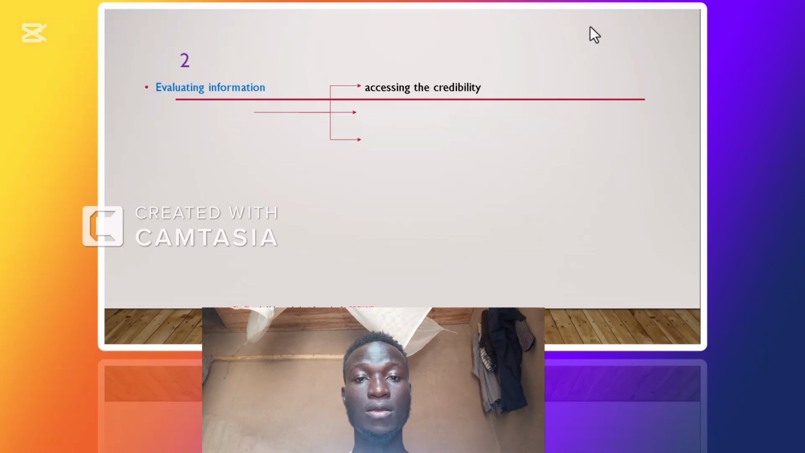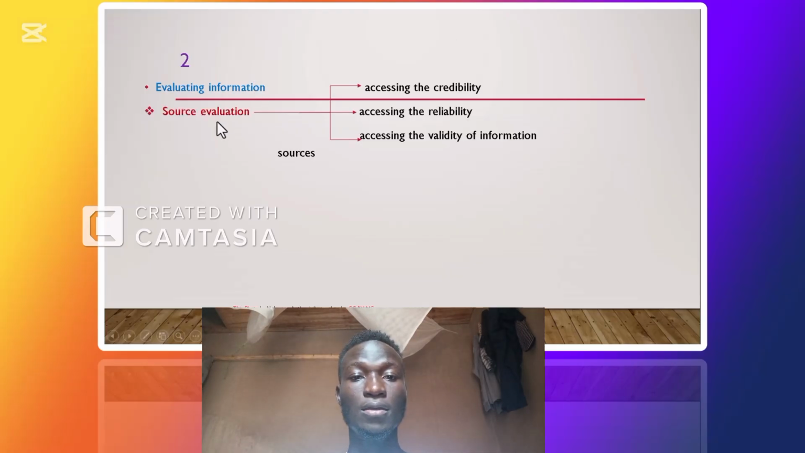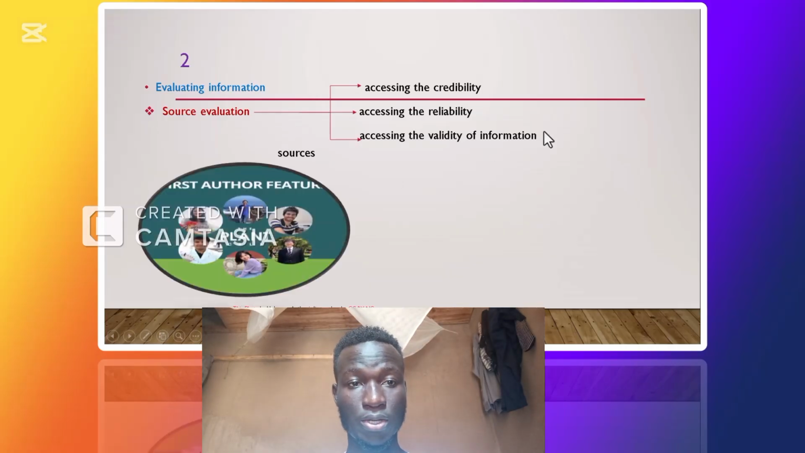So let us continue and look at the second subdivision, and that is evaluating information. Under evaluating information, the first one you're going to look at is assessing the credibility. Yes, that is the first one. And then the second one under evaluating information is source evaluation. This is assessing the reliability, and then assessing the validity of the information sources. So those are majorly what you can talk about here.